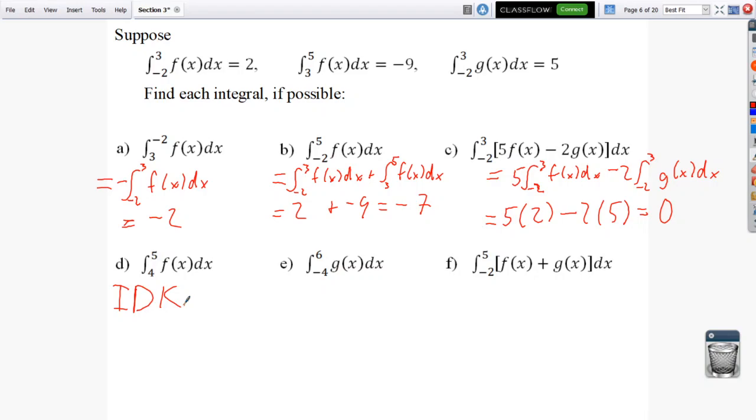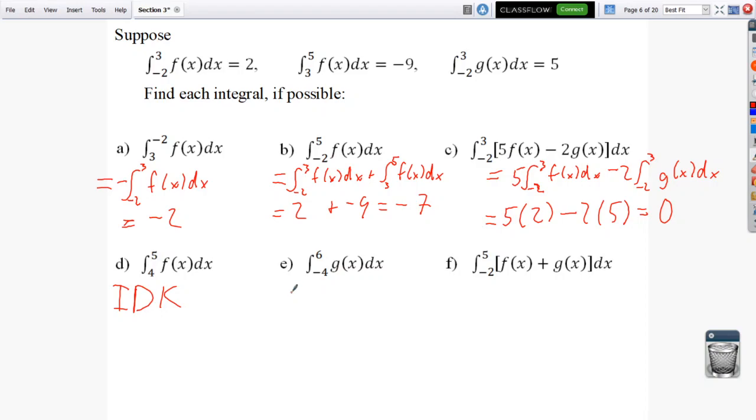Now looking at part E, the integral from -4 to 6 of g of x dx. I've seen people in the past see that -4 is twice -2. They see 6 is twice 3, so they think that this answer is twice 5. But no, we can't make up stuff about our limits. We don't know what happens between -4 and -2 up here, or what happens between 3 and 6.